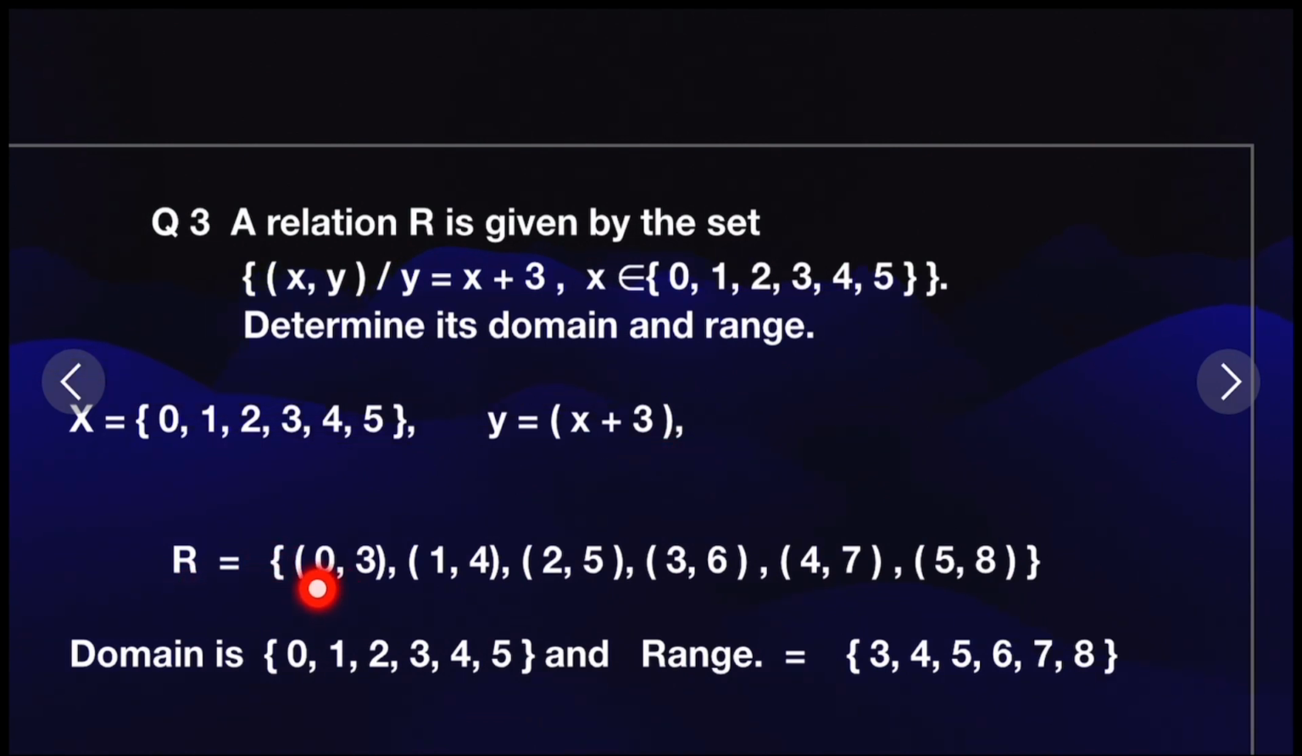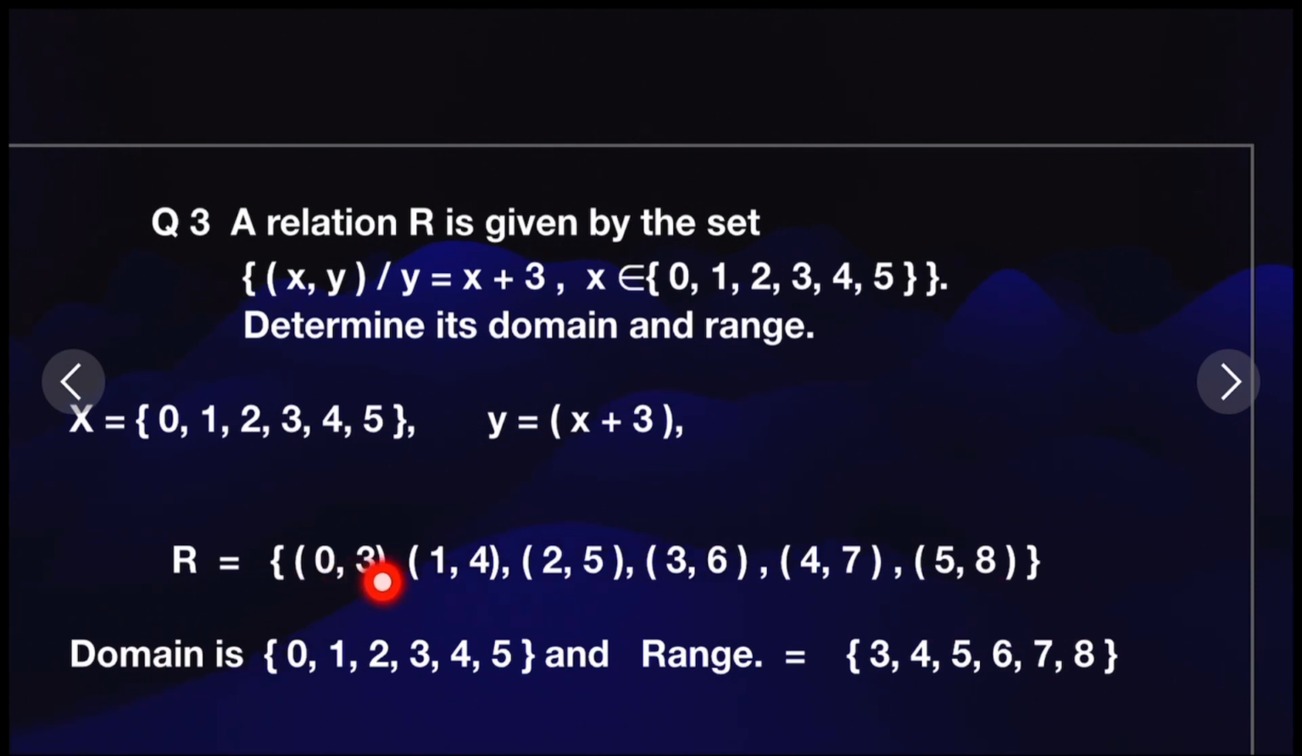Put the curly bracket. Take the first x, put it here. Y is equal to x plus 0 plus 3, 3. So write down the y value. So this is the first ordered pair. Next ordered pair, put x is equal to 1 and you will get 4 as y. So 1 and 4. Put x is equal to 2, you will get y 5. So 2 and 5. 3, you will get 6. So 3 and 6. 4, you will get 7. So 4 and 7. And last, if you put 5, you will get y is equal to 8. So this is the set R.